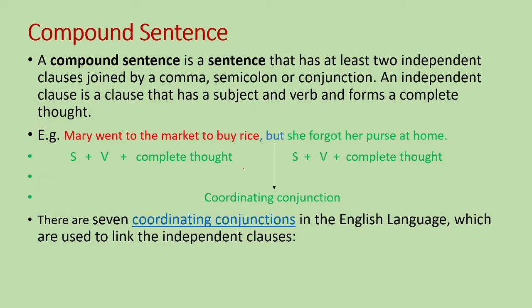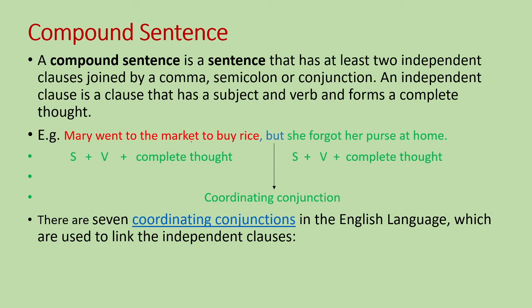Now another type of sentence is the compound sentence. Very quickly again I'll be doing it. Let's have a look at this example. Mary went to the market to buy rice, but she forgot her purse at home. Now why is this sentence in two colors? Mary went to the market to buy rice. This red part is a complete thought, a complete sentence.